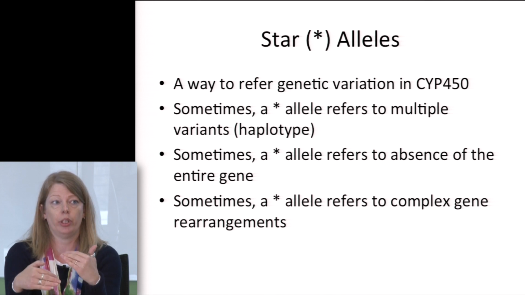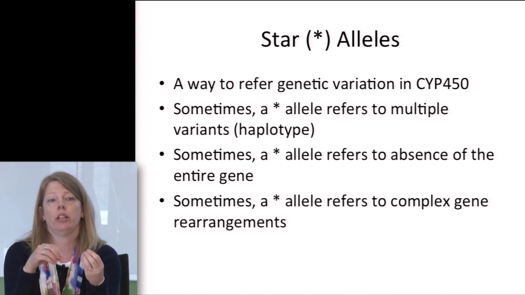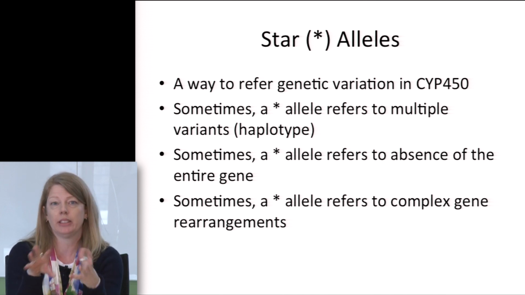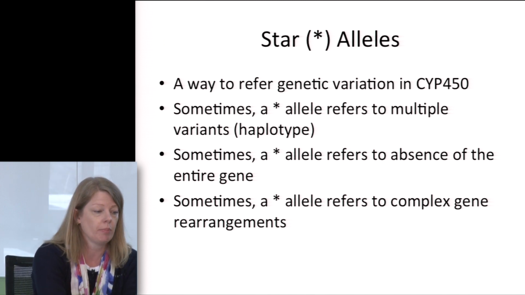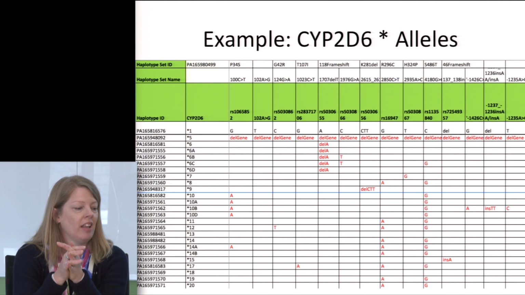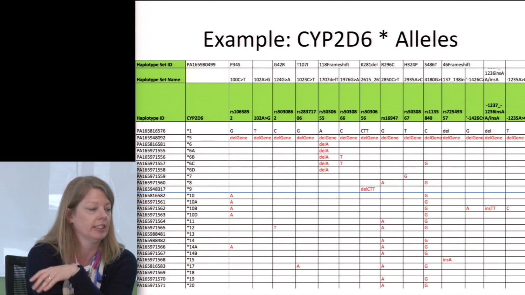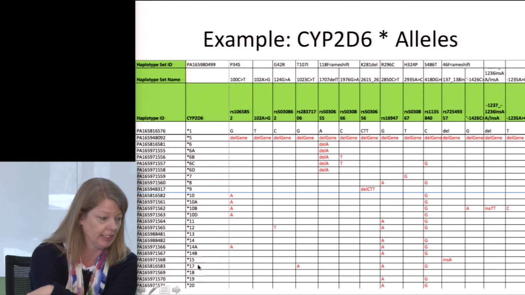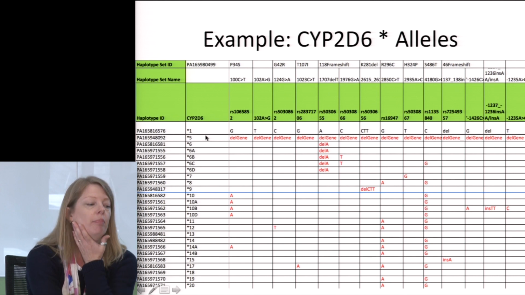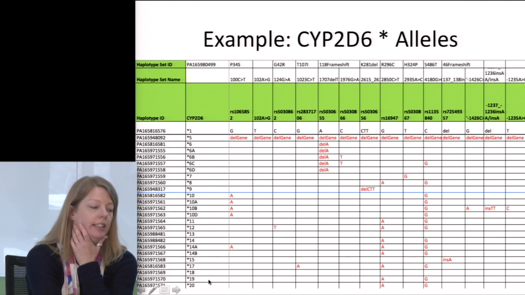Sometimes the star allele can refer to complete absence of the gene. And sometimes the star allele refers to really complex gene rearrangements like translocations and things like that. So I'm going to give you an example. This is a spreadsheet, a part of the variation in the gene CYP2D6. So down the left-hand side here, we have a bunch of star allele designations. I've skipped some of them. I go from star 1 straight to star 5, and then there's a bunch listed down the side.